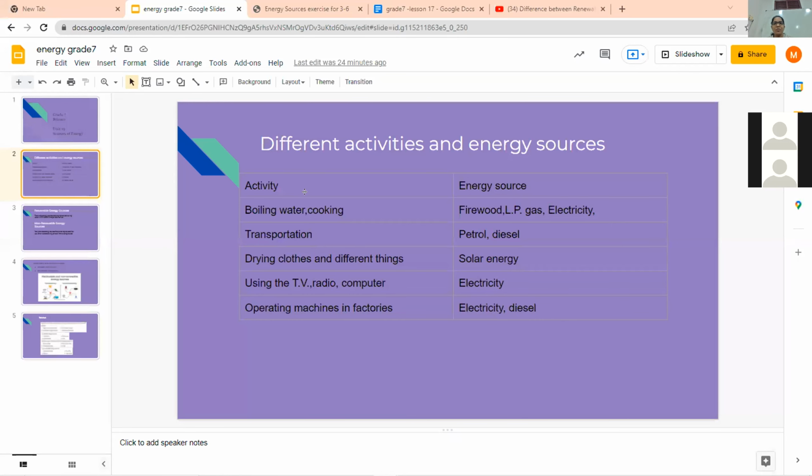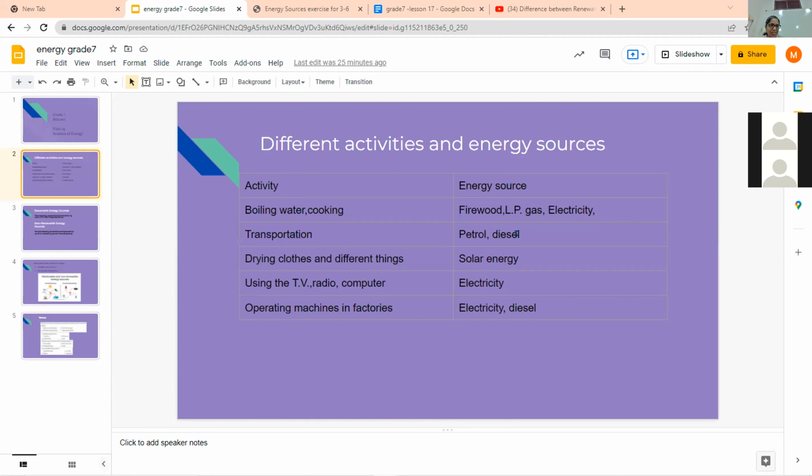Okay. Now tell me, here there are some different activities we engage in our day-to-day life, right? Boiling water, cooking. Can you explain what energy sources we use here? Electricity or LP gas, and also firewood we can use. And for transportation, we have to use petrol and diesel, or electricity. Yes, there are electric vehicles.